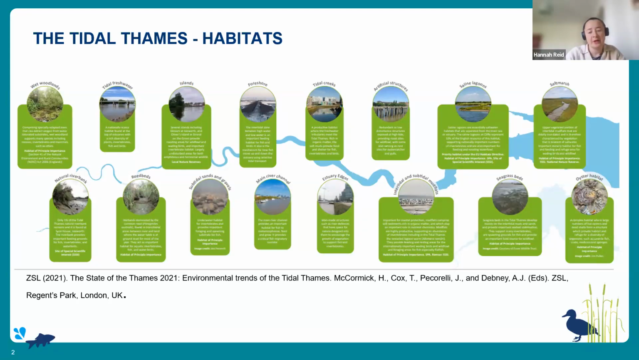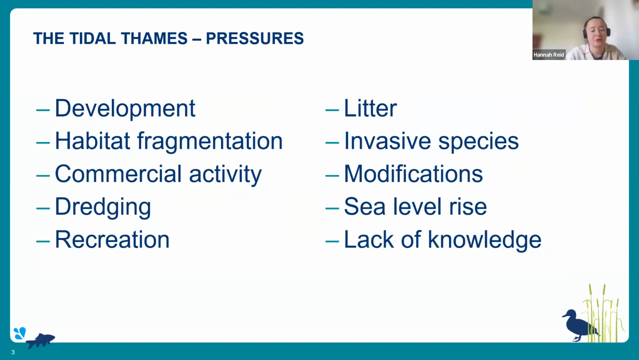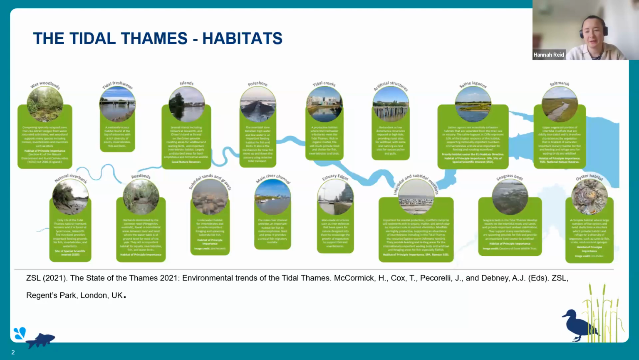And then within the lower reaches, as the estuary widens, you get much more salt marsh and reed beds, shell and shingle banks, mud flats and areas of seagrass as well. So this is a nice image that I've stolen from the ZSL State of the Thames report, which is well worth a read if you want to know more about habitats in the Thames.